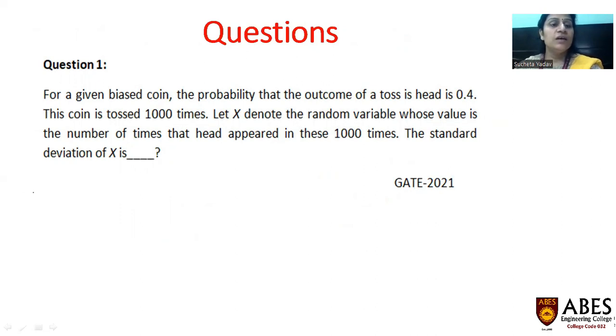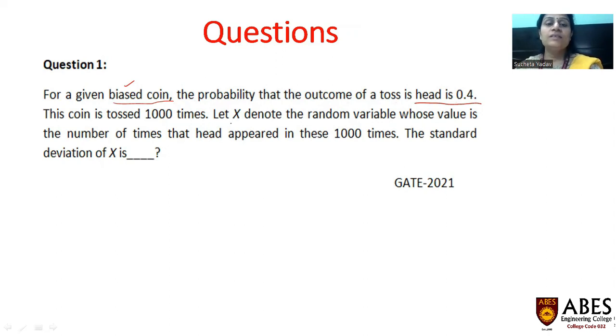Now let's take some questions based on binomial distribution which have appeared in some competition exams. The first question says that for a given biased coin, the probability that the outcome of a toss is head is 0.4. Since it is given that the coin is biased, generally we take the coin to be unbiased, so the probability of the outcome of the toss, whether head or tail, will be 0.5 and 0.5. But here, since the coin is biased, the probability for the outcome of the toss being head is given already as 0.4. This coin is tossed 1000 times.